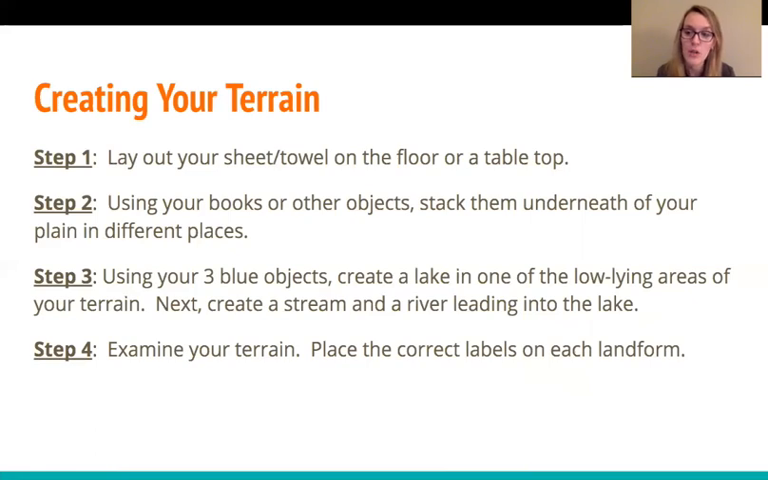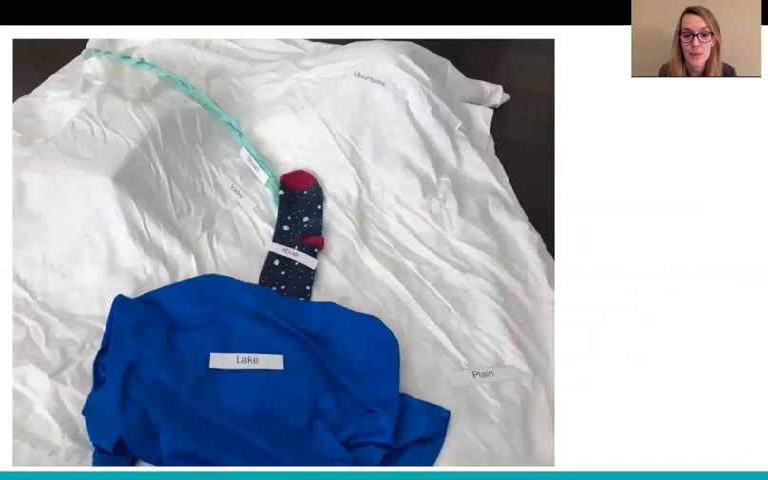I'm going to go ahead and show you an example of what my terrain looked like when I made it. So here it is. I've used a sheet for the terrain, and I've stacked my books up to create 2 mountains. I've got my valley between those 2 mountains, and through my valley runs my stream. That's made out of tissue paper, twisted together. And then I've got my river, which I used a sock, and a lake, which I used a blue t-shirt. Next to the lake is a large flat area with no defined features, so that is my plain.